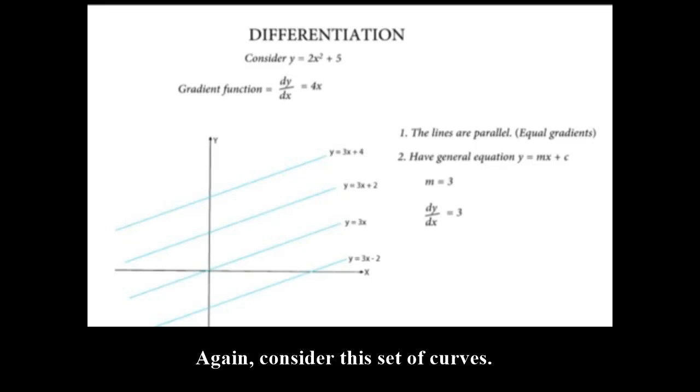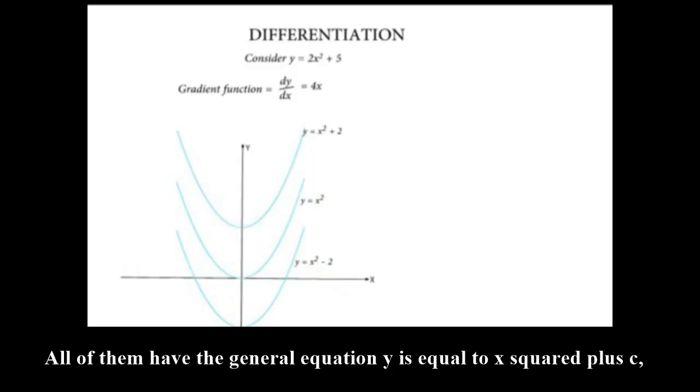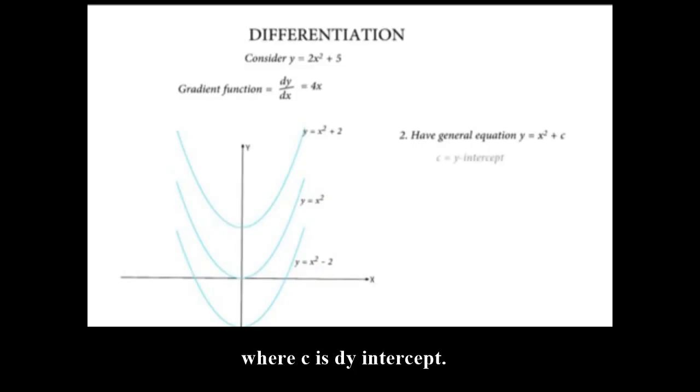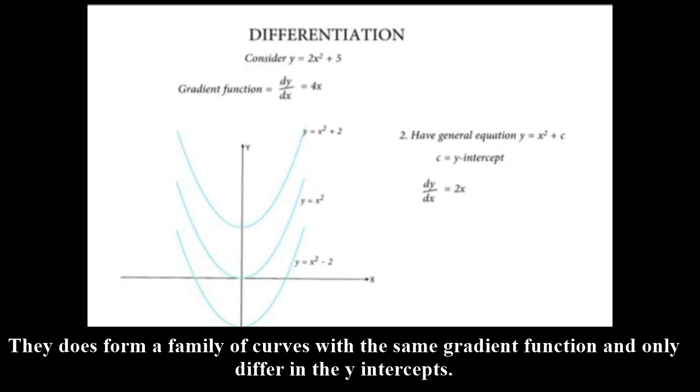Again, consider this set of curves. All of them have the general equation y is equal to x squared plus c, where c is the y-intercept. The gradient function for all of them is dy over dx equal to 2x. They form a family of curves with the same gradient function and only differ in the y-intercepts.